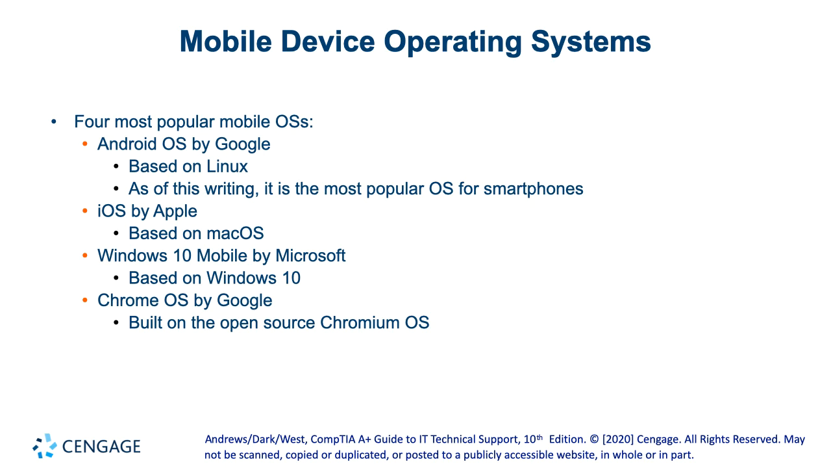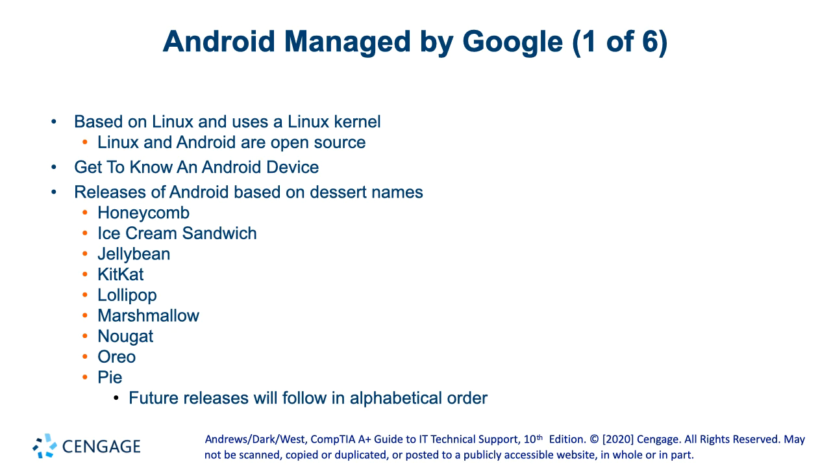The four most popular mobile operating systems are Android, iOS, Windows Mobile, and Chrome. Android is developed by Google and is based on Linux, and it is open source, which means everyone has access to the source code and can change or modify the code for their own use. Android uses dessert names for the releases, and you can see some of them listed here. And future releases will follow in alphabetical order.